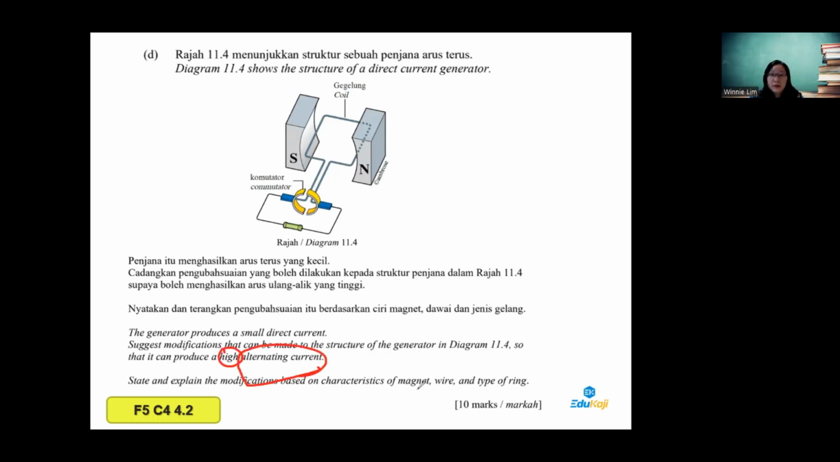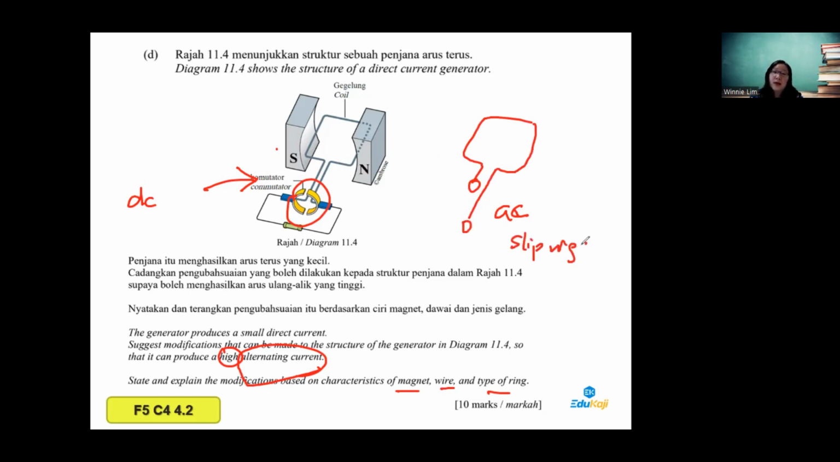So you need to modify in terms of the characteristic of the magnet, wire, and type of rings used. Okay, if you know how to differentiate between DC and AC, the idea actually comes from the part on the ring here. If DC, we will use a commutator, regardless of whether it is a motor or generator. So how do you change DC to AC? For AC, each arm has its own individual ring, so it's called slip rings. Yeah, so this is how you change DC to AC, by changing the commutator to slip rings.